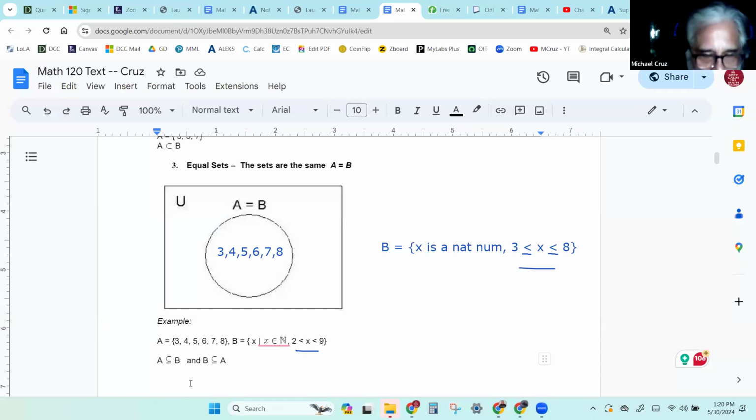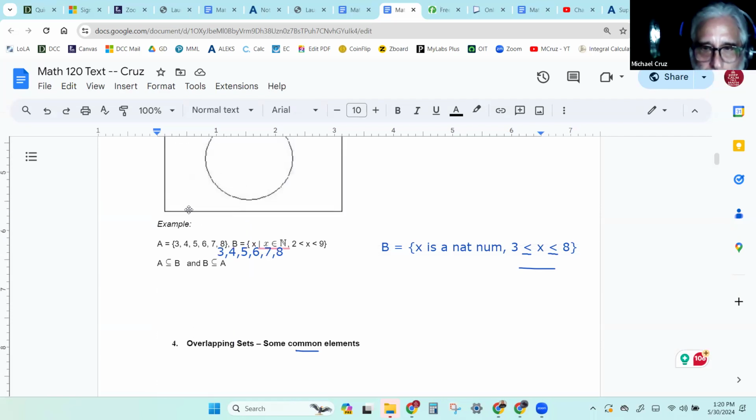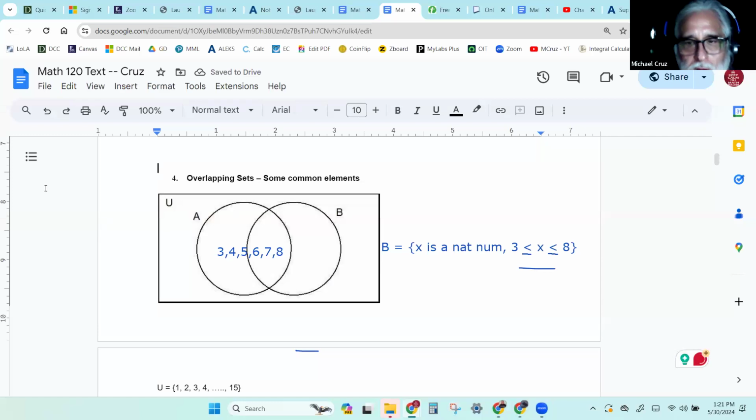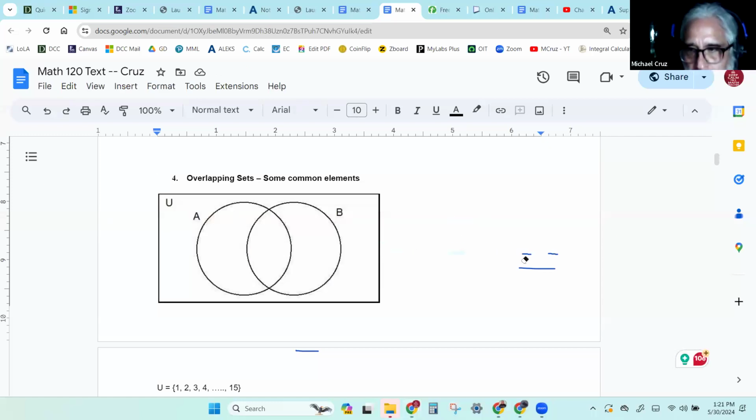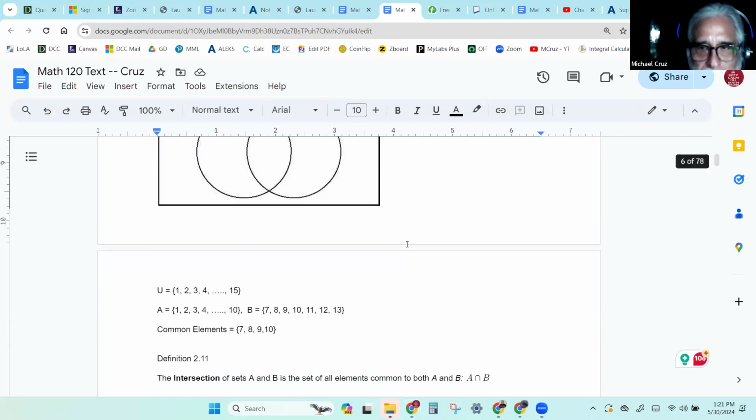So when they're equal sets, as we said earlier, A is a subset of B, and B is a subset of A. When they're equal, you can turn them around and it still works. All right, lastly, overlapping sets, which is when they have some common elements. All right, common elements.